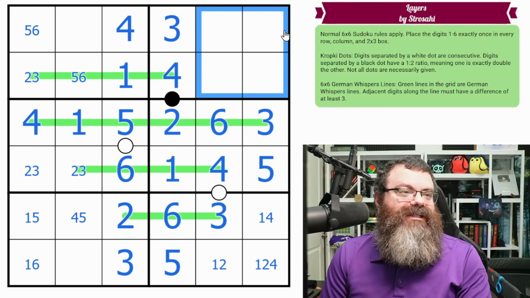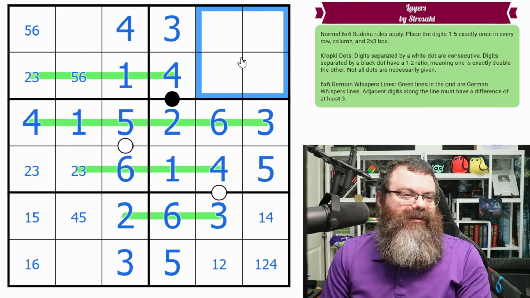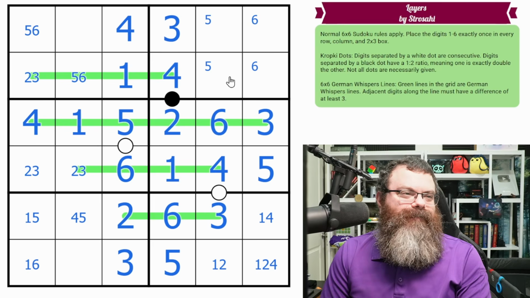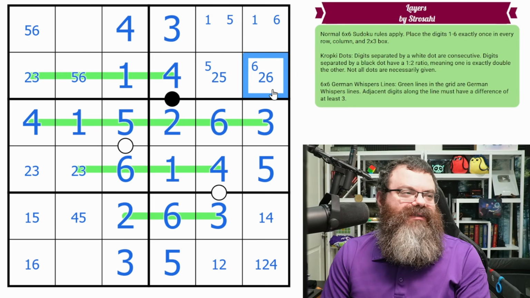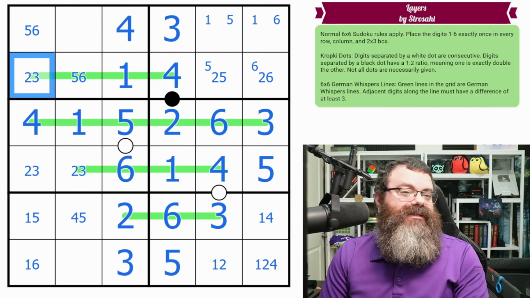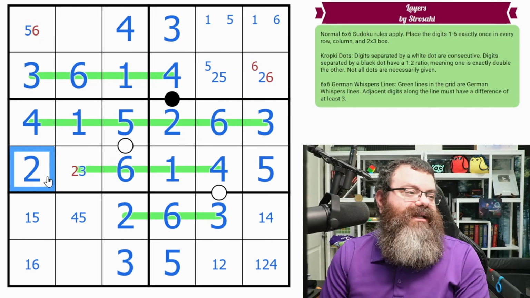All right. What about these 4 digits? We need a 1, 2, 5, 6. So we know the 6 is over here. The 5 is over here. The 1 is up here. So this is 2, 5. This is 2, 6. None of these are 3. Okay, so the 3 in the row goes here, making that a 6. That's 2. That's 3.